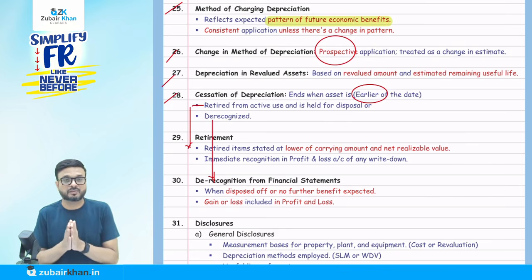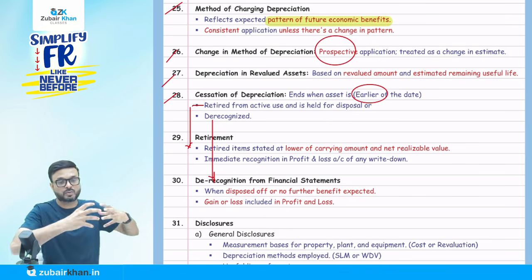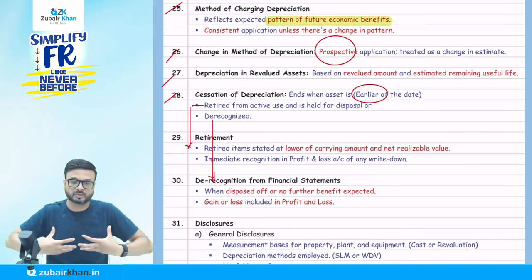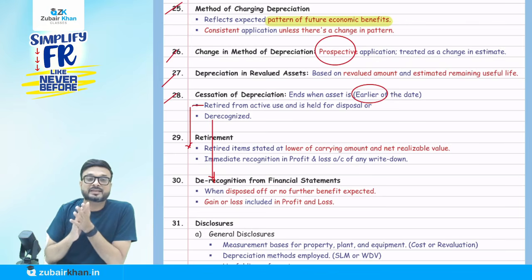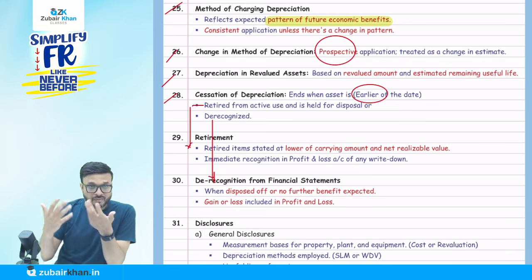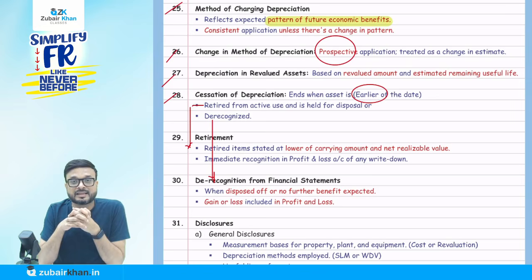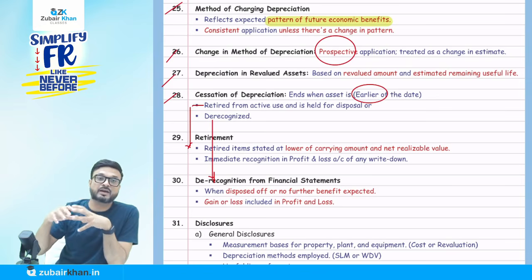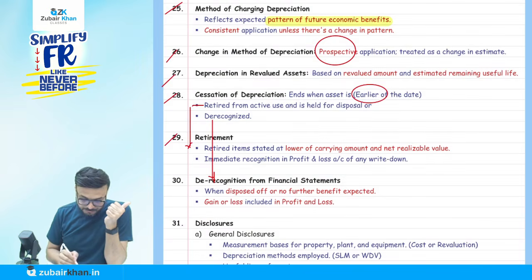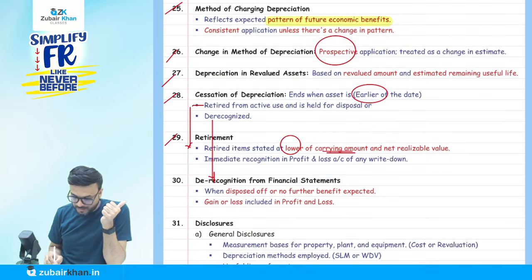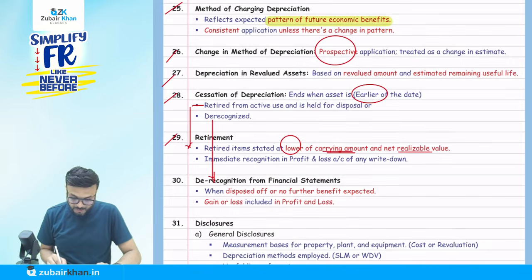First of all, in case of retirement, we have retired the asset from active use. For example, this is the air conditioner in this room. I don't want to use that here, and it is held for disposal. They say, as I'm not using it for providing services or production of goods, that retired asset we have to show separately in the balance sheet. Then they say that retired asset is valued at the lower of carrying amount and NRV. And suppose my carrying amount is 10.